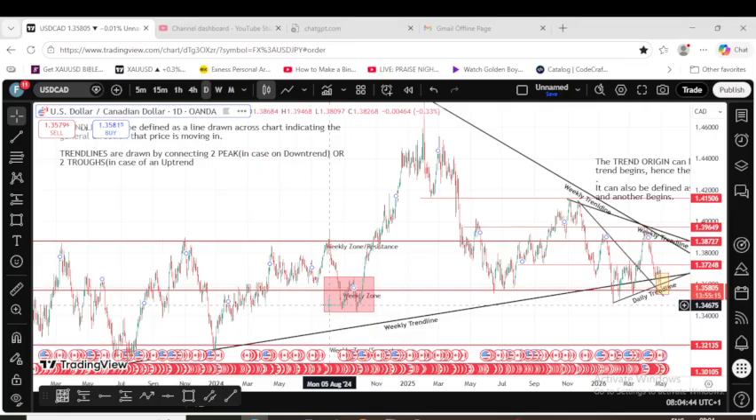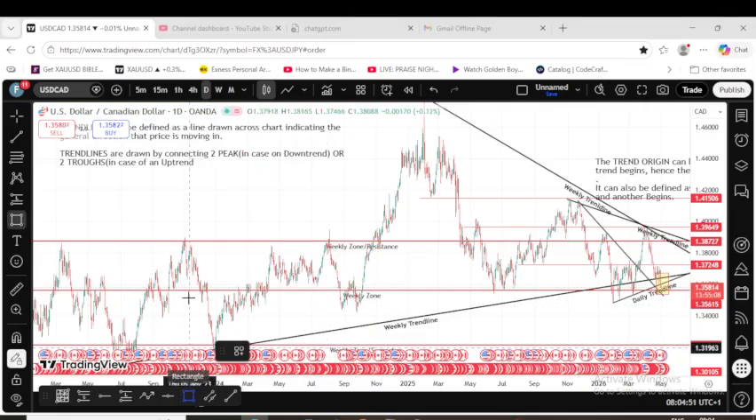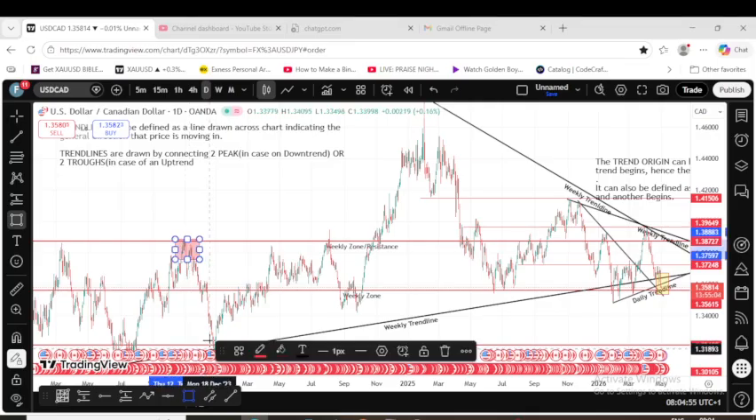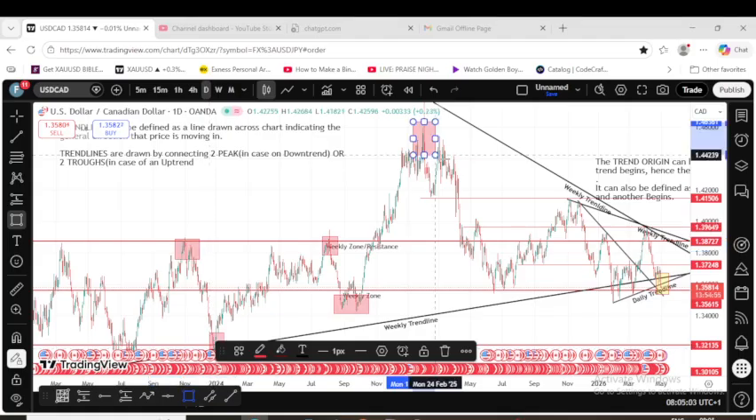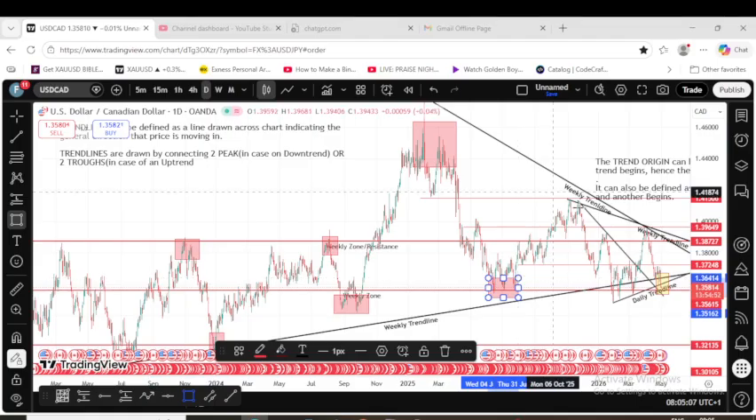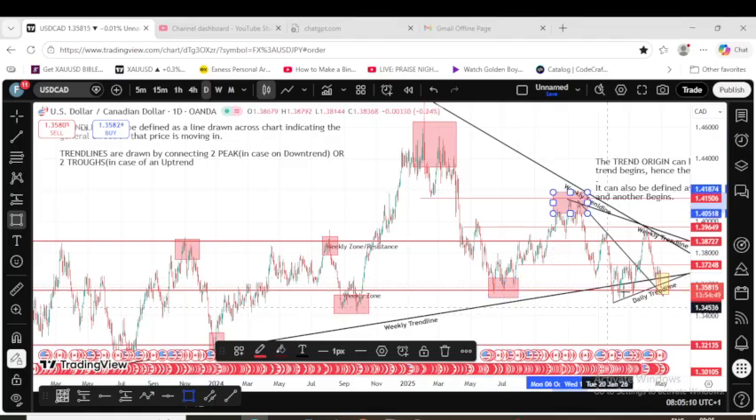Don't forget that we're currently on the daily time frame, so every single one of these moves is quite massive. We have a trend origin here and a trend origin here. We have a trend origin here and then a trend origin here. As you can see, that's trend changing. We also have a trend origin here. We have one here. We have one here. And then we have one here. But our most recent trend origin would have to be this bearish trend here.